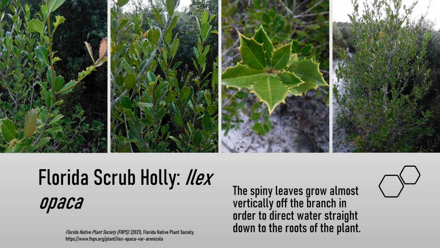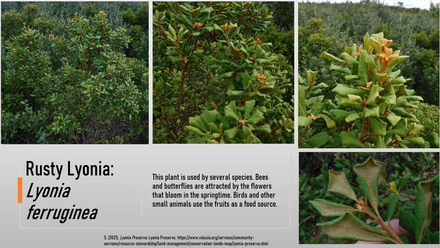Next we have the rusty Lyonia, which is the namesake of the ecosystem that we went to, the Lyonia Preserve. This is the Lyonia ferruginea. This plant is used by several species, including bees and butterflies that are attracted to the flowers that bloom in the springtime. There are also birds and other small animals that use the fruits as a food source.